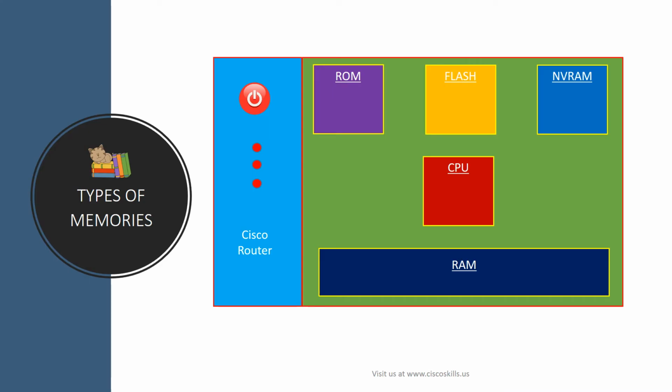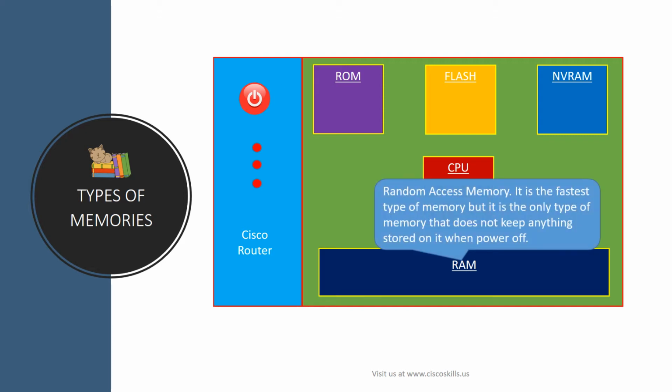To have a better understanding about the booting process, let's talk about the types of memory on a Cisco router. As you can see, this is a Cisco router and it has four main types of memory. The first one is RAM or random access memory. It is the fastest type of memory, but it is the only type of memory that does not keep anything stored on it when power off.